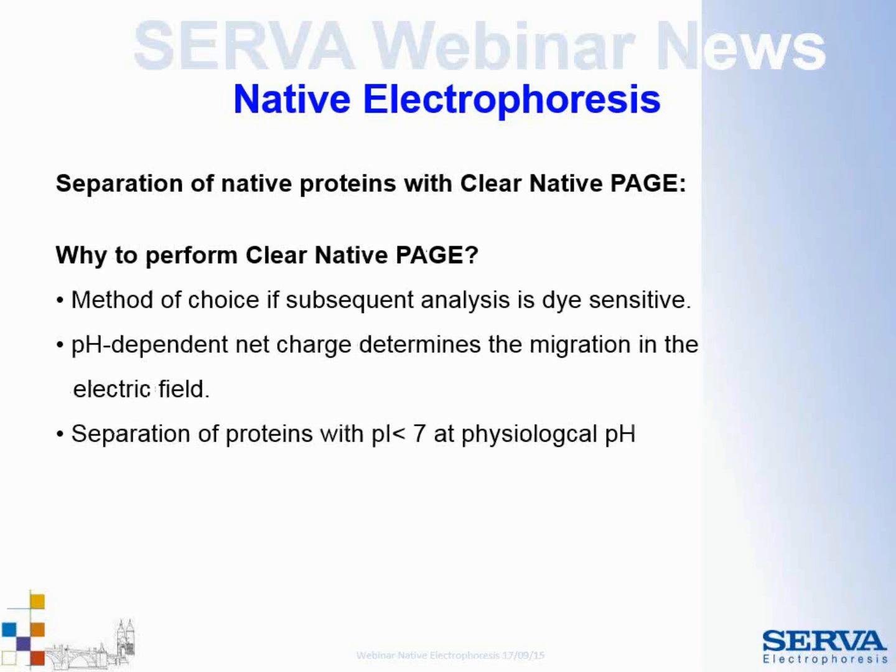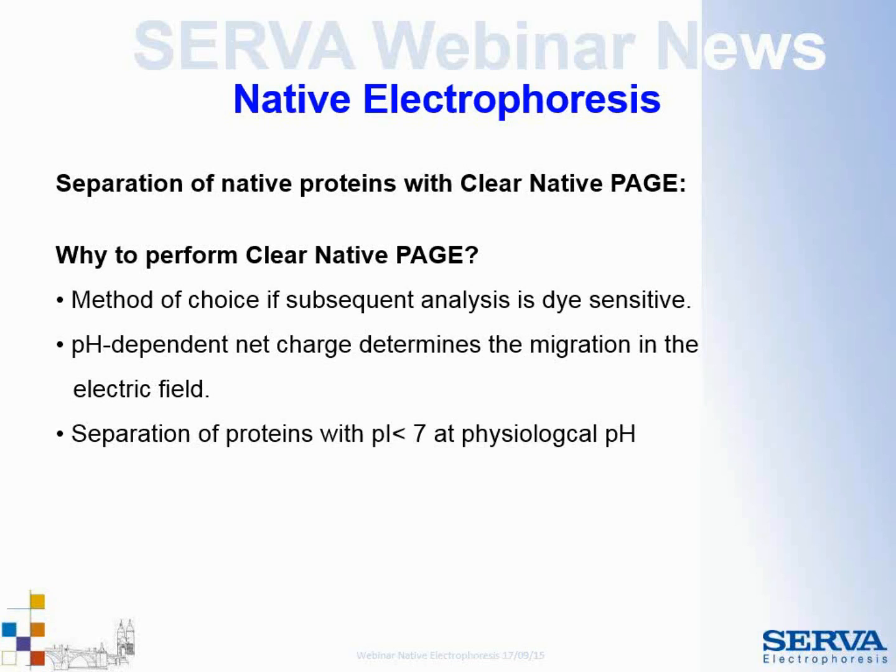The other special form is the clear native page. So why should one perform a clear native page? This is the method of choice if the subsequent analysis is dye sensitive, for example, enzyme activity assays.